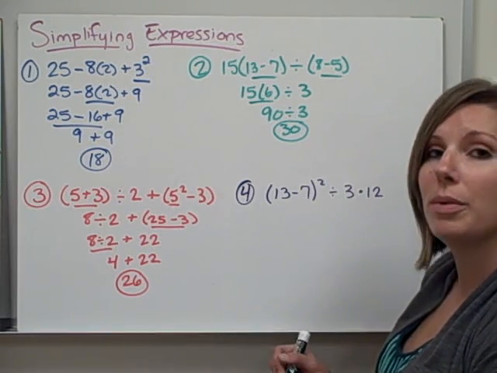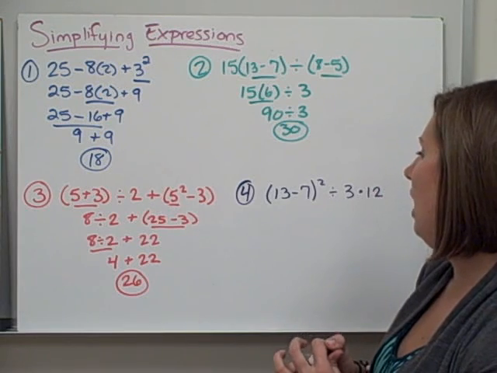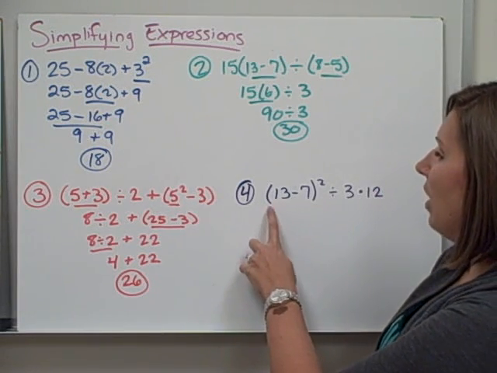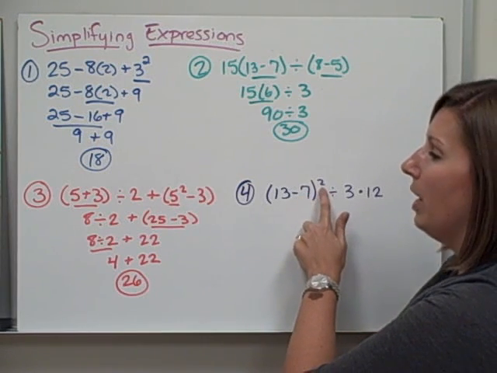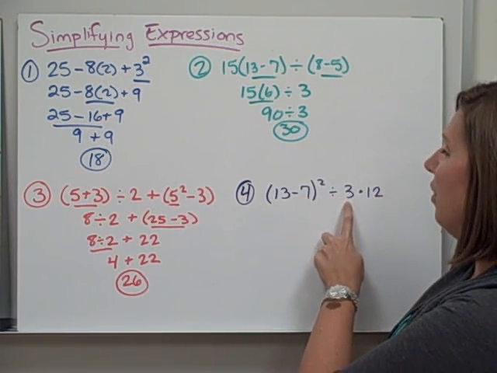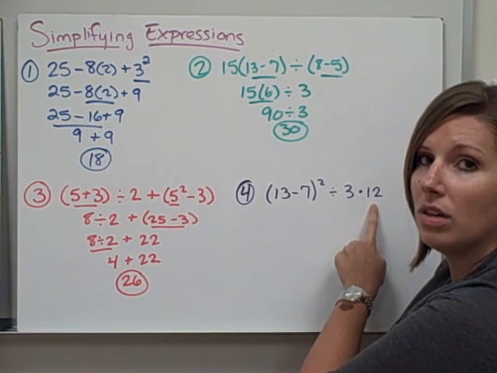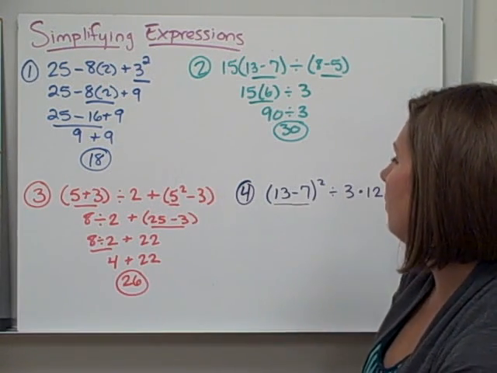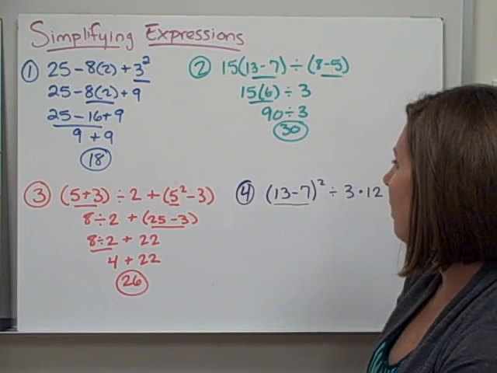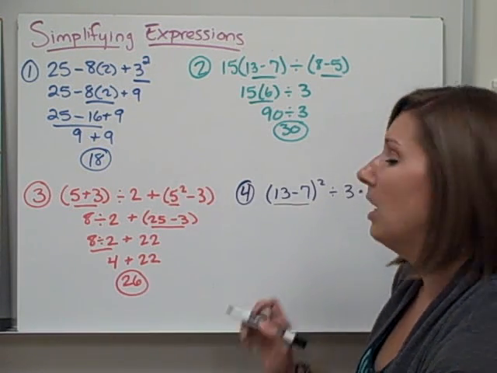For question number 4, I'm going to do this with you guys. So if we look at it, we've got the quantity of 13 take away 7. All of that is being squared. Then I'm dividing by 3 and multiplying by 12. Okay, so I've got to take care of what's inside the parentheses first. 13 take away 7. That leaves me with 6.